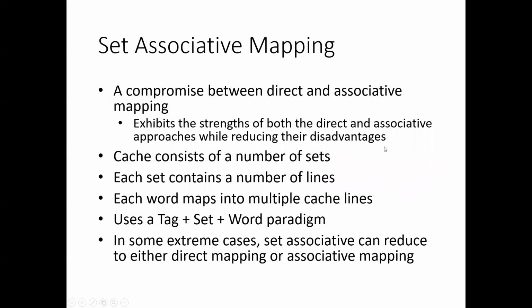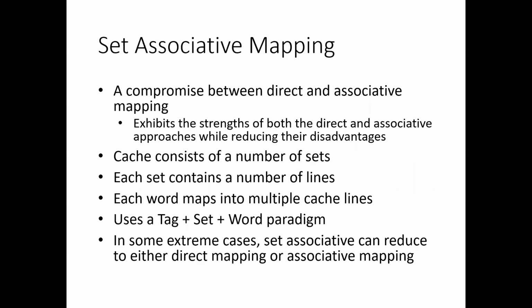to do it. Set associative mapping is a compromise between that direct mapping and associative mapping. It exhibits the strengths of both direct and associative approaches and reduces their disadvantages. The cache consists of a number of sets. Each set contains a number of lines. Each word maps into multiple cache lines. So we don't have that thrashing, and it uses a tag plus a set plus word paradigm. So you have three things: the tag, the set, and the word.